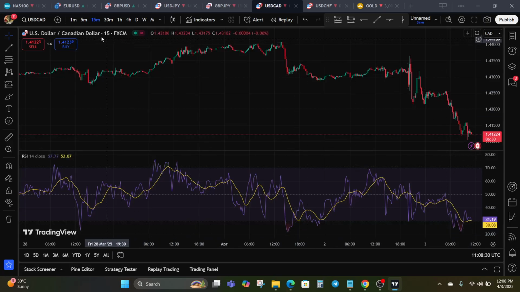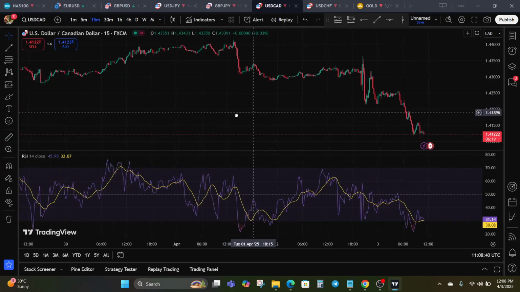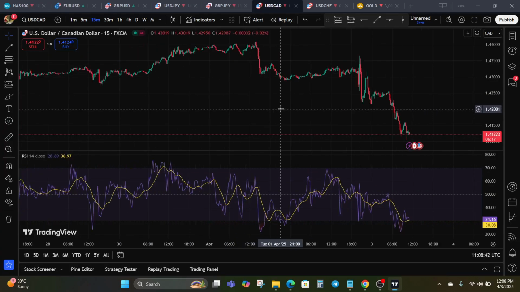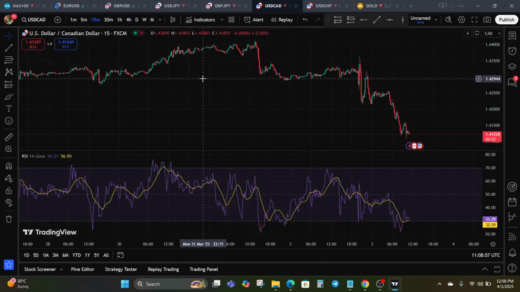Now on the 15 minutes time frame, the RSI provides excellent signals for short-term reversals and trend continuations. However, relying solely on RSI can lead to false signals, which is why we combine it with other confluences. Now here is how to set up the perfect RSI strategy for the 15-minute chart.